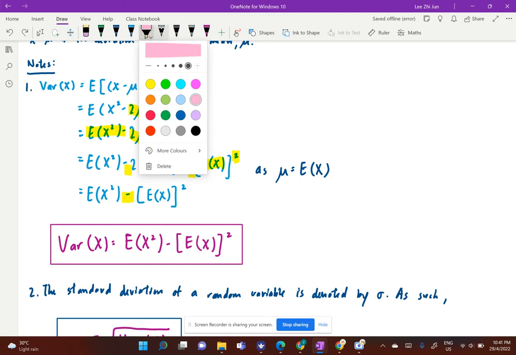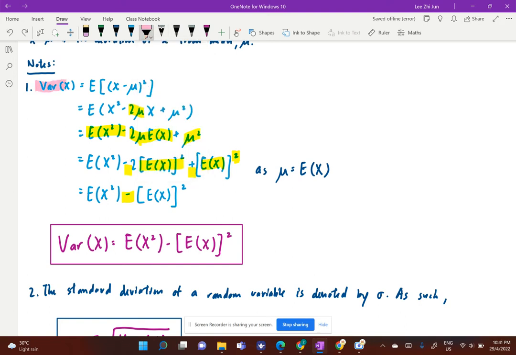So the variance of X equals E(X squared) minus the mean squared.